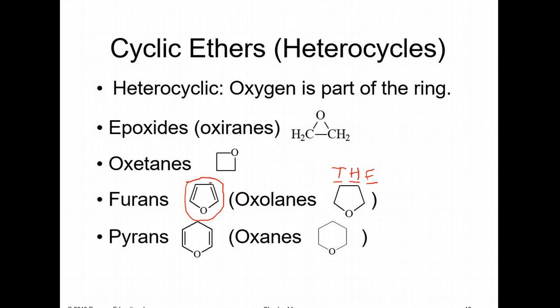6-member rings are called pyrans, and a 6-member ring with 2 oxygens is a dioxane. Really, furan and epoxides are the 2 that I want you to know more. The other ones are not that common, and we're not going to see them too much. You don't have to know how to name compounds with them. You just need to know what they are: furan and THF, or tetrahydrofuran, and epoxides. You know what epoxides are.